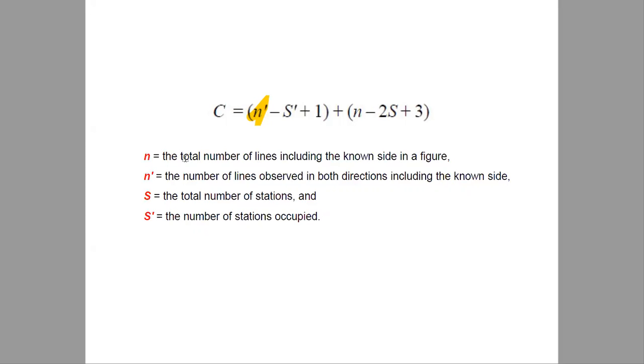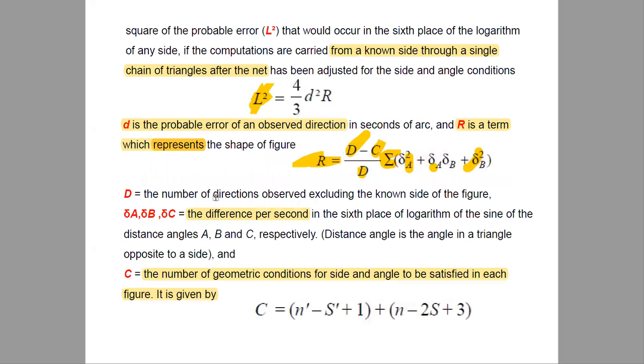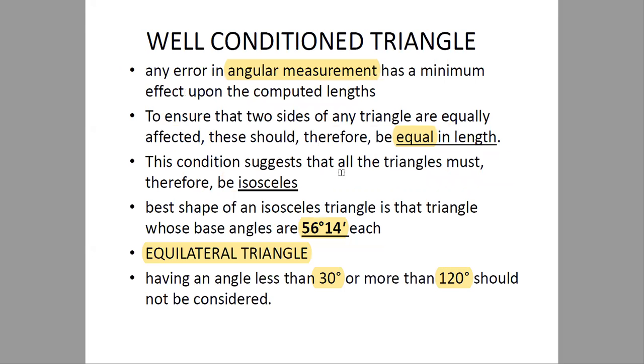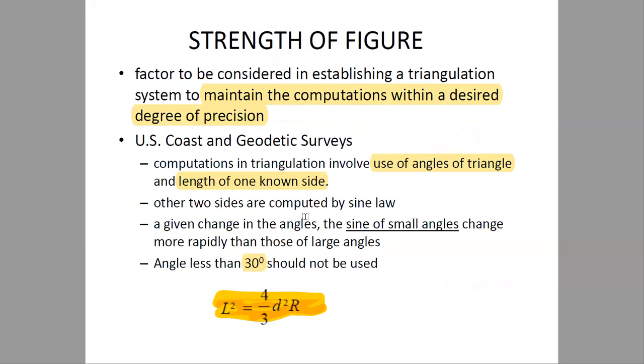Okay, so we'll see once what are different terms in determination of strength of figure. Basically, strength of figure is determined for the criteria of well-conditioned triangle. Okay, and we also have seen the different conditions for specific triangular shapes, that is isosceles triangle and equilateral triangle, and any triangle that has angle less than 30 degree or more than 120 degree is not a well-conditioned triangle.